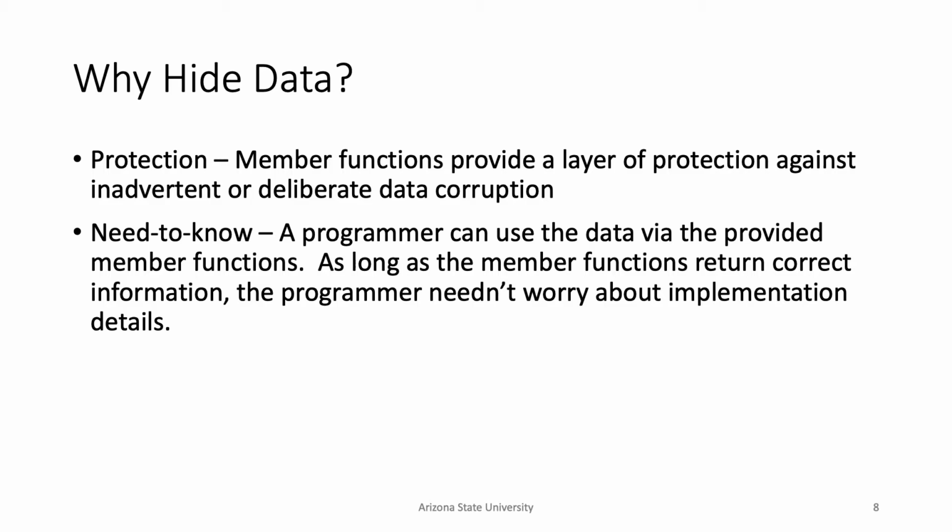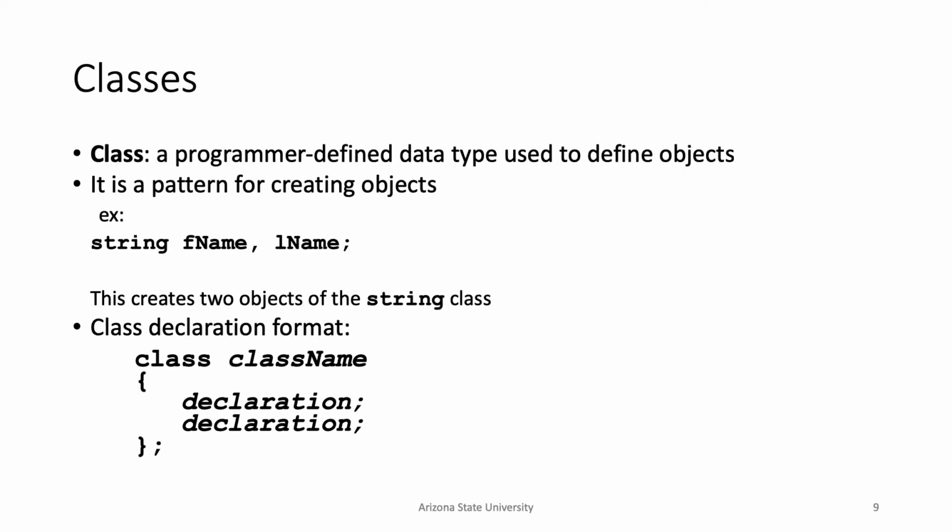So the reason why we want to hide data is to make our lives easier by not having to think about it, but also protection in the case of bank accounts and whatnot. So the way that we're going to create objects is something called a class. Like string, we can make our own classes.